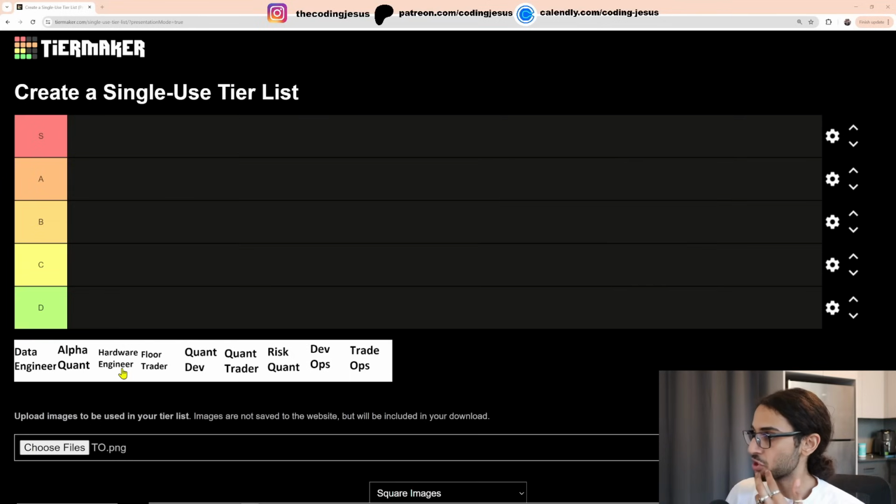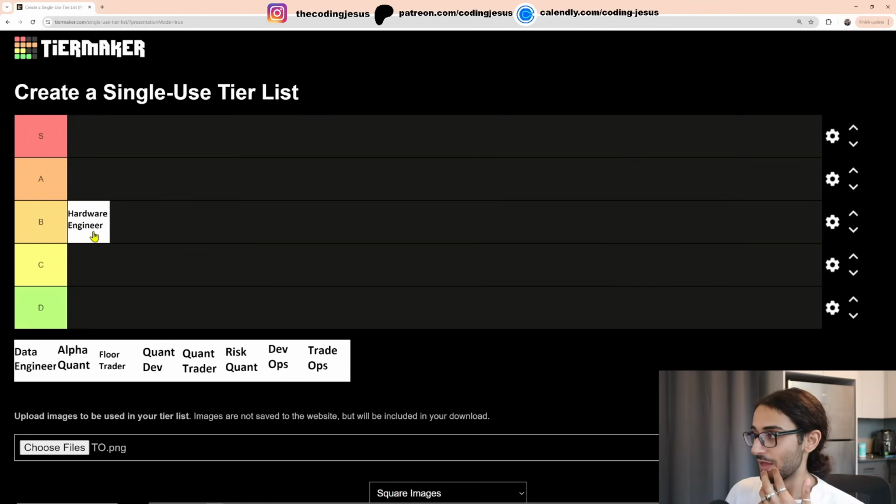I'm going to put hardware engineer, I guess I can say I'm going to put it at B tier. B is average. I've only put it there because I'm not sure that it really stands out from the other roles here. But if you're a hardware engineer and you have a different opinion, go ahead and leave it in the comment section below. I'm really interested to hear what you have to say.